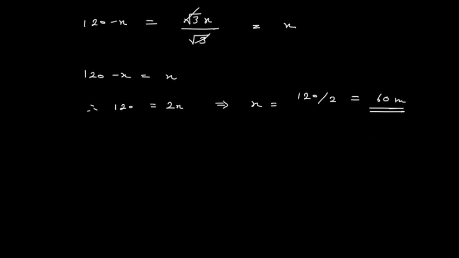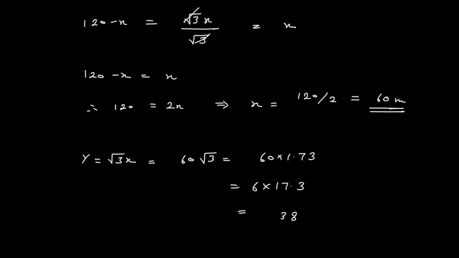Now I have to find y. So y is root 3 times x, which is 60 into root 3. That is 60 into 1.73. So this is equal to 6 into 17.3. 6 times 3 is 18, 1 carry, 6 times 7 is 42, plus 1 is 43, 4 carry, 6 times 1 is 6 plus 4 is 10. So this will become 103.8 meter.